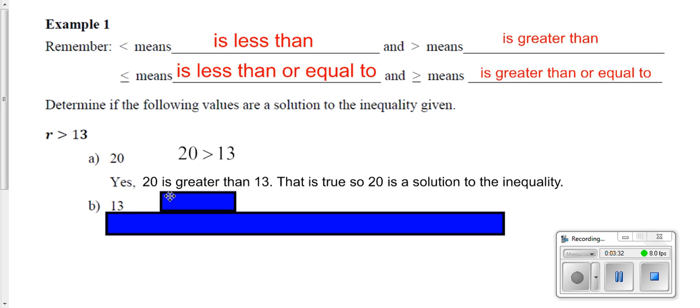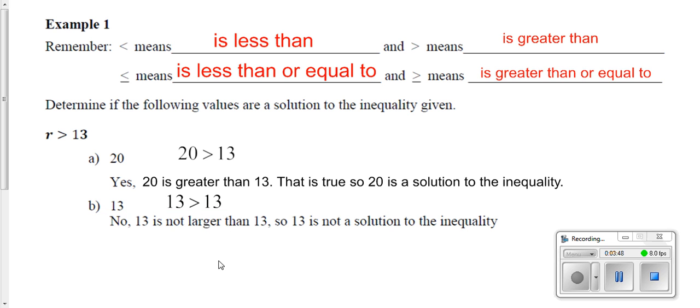So you'll be copying this later. You can pause it in a minute. Check to see if 13 is a solution. So we put 13 in place of r there. It says 13 is greater than 13. No, 13 is not greater than 13. So 13 is not a solution. It doesn't make it true. Let me know if you have any questions. Okay, so you can pause it there if you haven't gotten all that copied down. I want everything copied there.